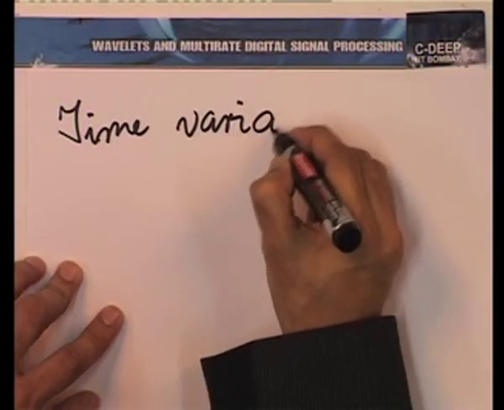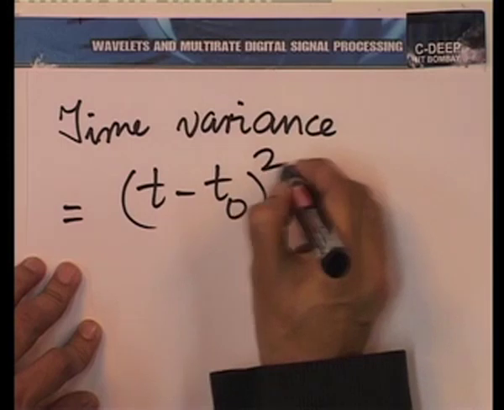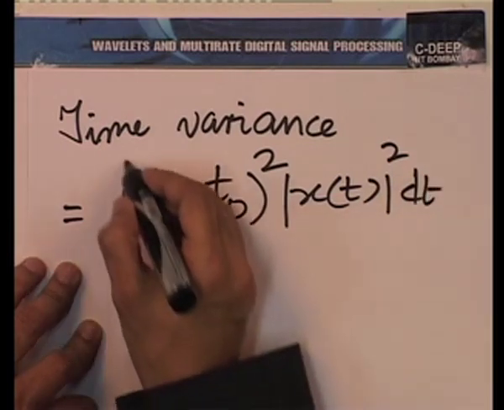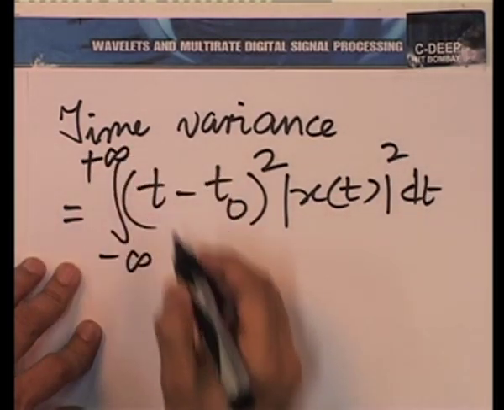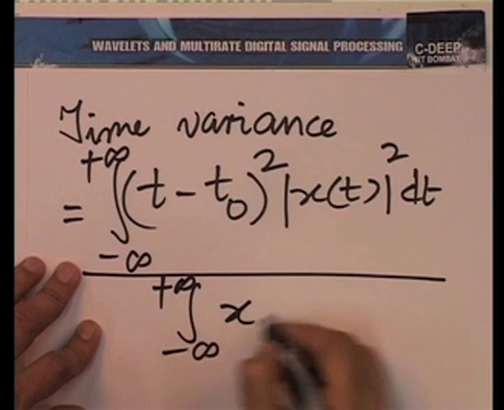That is the interpretation of this. And we assume this center was a finite number. I mean, that is a reasonable assumption in almost all cases that we will talk about. From the time center, we define the time variance. So, time variance was given by the integral of t minus t 0 the whole squared, mod x t squared dt, integrated over all time, divided by the integral of mod x t squared.